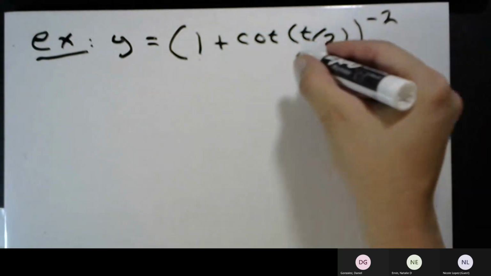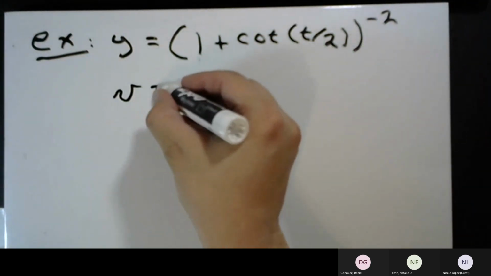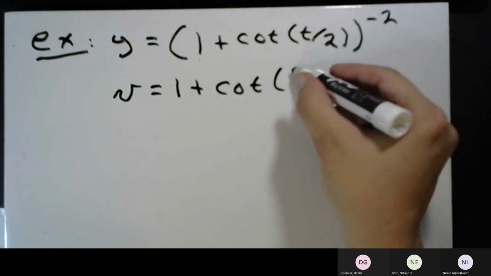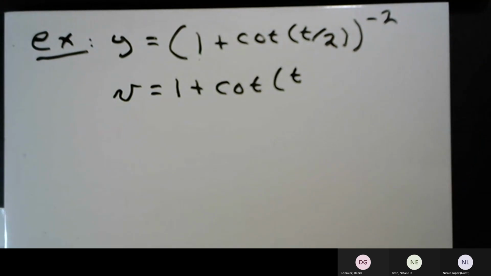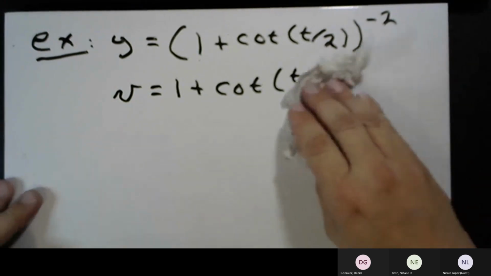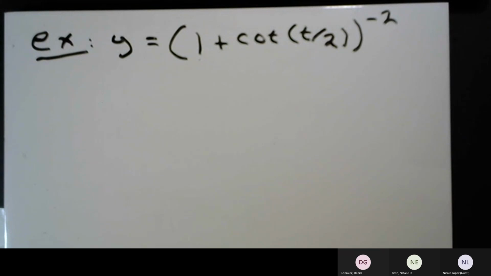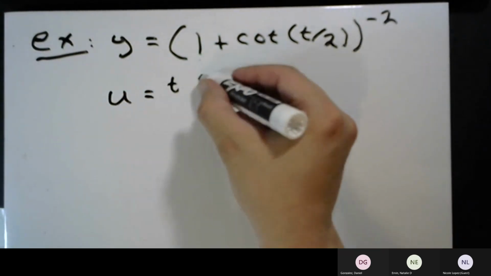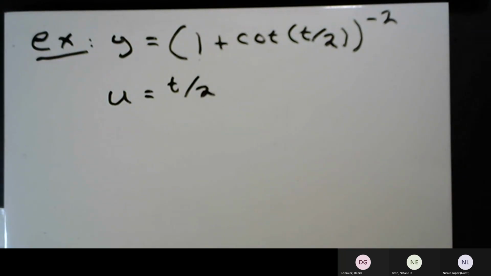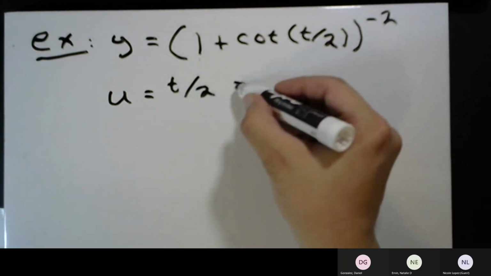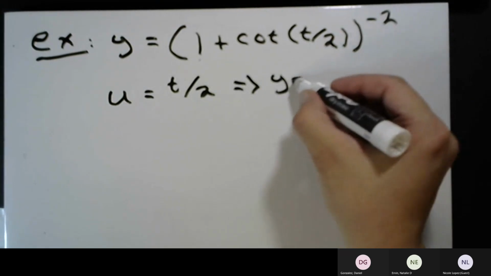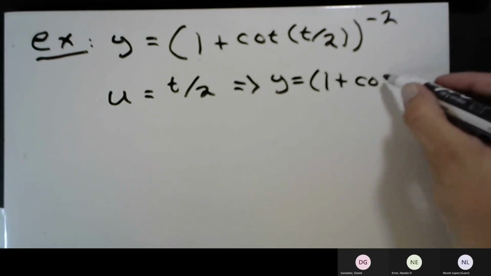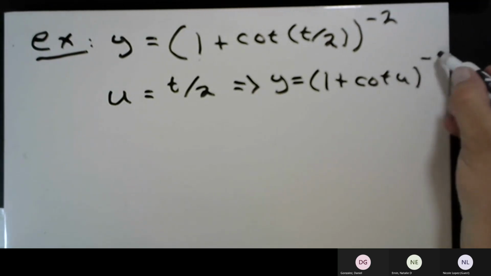So what's going to happen? We can call this inner part our v. It's going to be 1 plus the cotangent of, oh, let me back up a little bit. So we want to work from the inside out. So what we can do, we'll let u equal t/2. And so that means y becomes 1 plus cotangent of u to the -2.